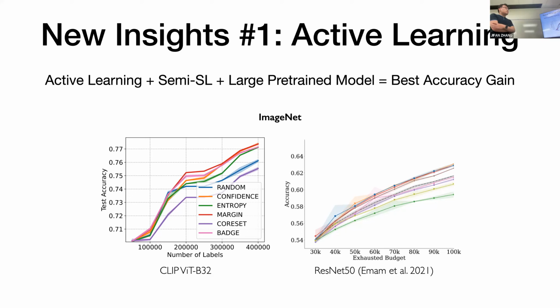Oh, yeah. So when I say best accuracy gain, I just mean the best accuracy at each point you can get. In practice, you just want to get as high accuracy as possible. You don't care if it's better than random or not. If random gives you the best accuracy, use random. There's no reason to use active learning.